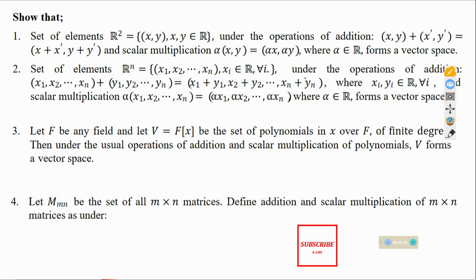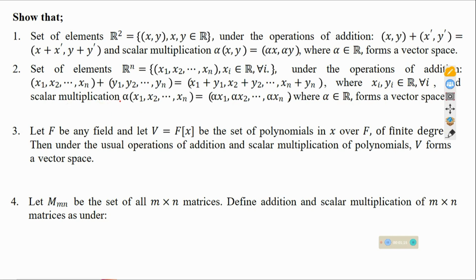And we shall define this set under the operation of addition. That is, if we have any element of R^n, that is x1, x2 up to xn, and we add another element of R^n, which is y1, y2 up to yn, it will be the same as adding x1 with y1, x2 with y2, up to xn with yn, as defined here. So it is clear that xi and yi are elements of the set of real numbers.